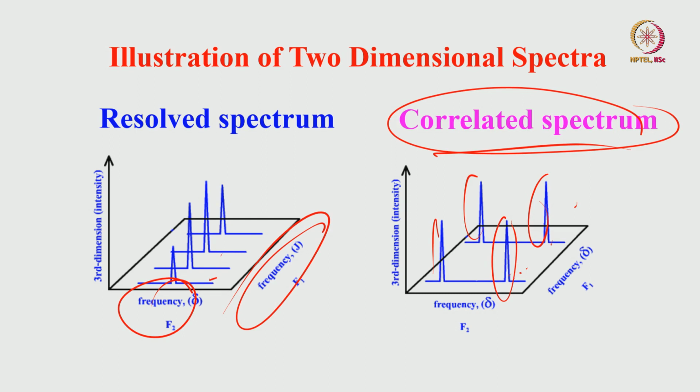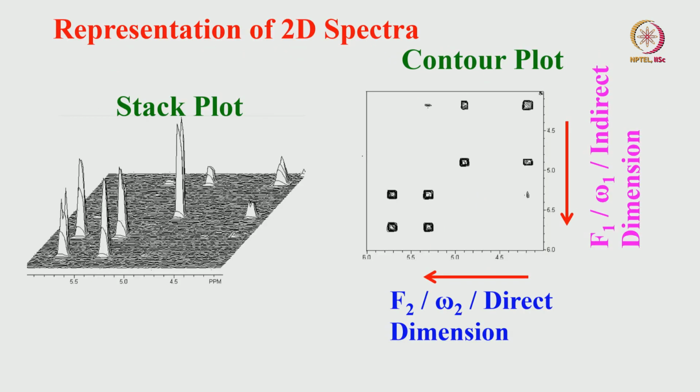This is the way people used to record the NMR spectrum when 2D NMR was discovered in the late 70s or early 80s. Soon it was replaced. Now this type of representation of 2D data is not done anymore. I am just trying to tell you this was the way it started, it's called a stack plot. But now the way it is done is called a contour plot.